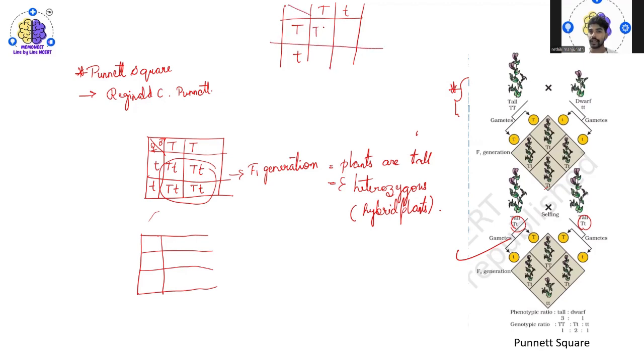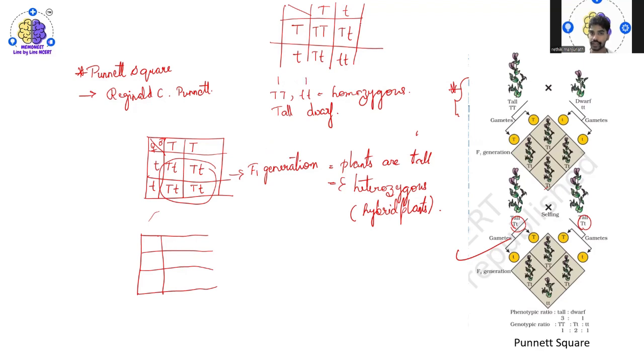So what will you get? Capital T capital T, capital T small t, capital T small t, and small t small t. So that means here, capital T capital T and small t small t are homozygous in nature. That means they're the pure line, where they're tall and dark. So that will be like one and one.